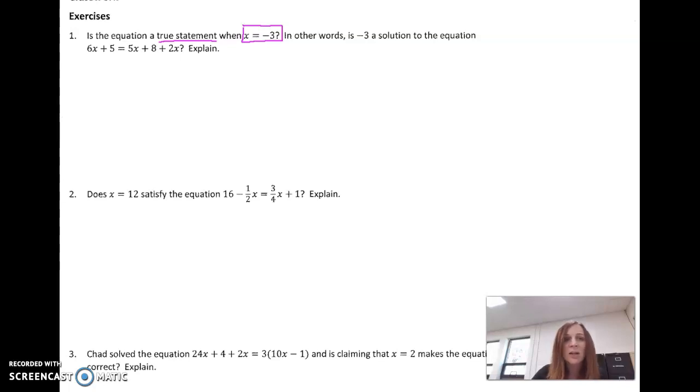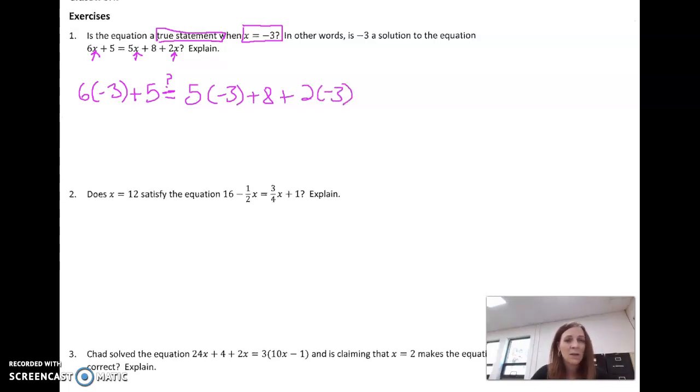A solution creates a true statement. True statement. So here's what we do. Every time we see an x, we replace it. We substitute with -3. So instead of saying 6x, I'm going to say 6 times -3, and I'm going to use parentheses here, plus 5. And I'm wondering, does that equal 5 times -3 plus 8 plus 2 times -3? We'll just simplify it a little bit here. I know you can type that into a calculator.